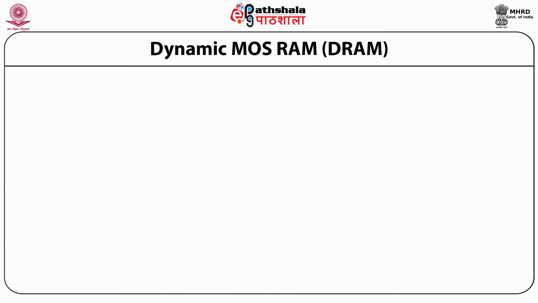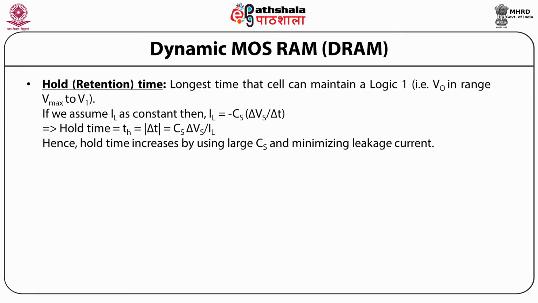Let us now discuss the hold retention time. It is the longest time that the cell can maintain a logic 1, that is V0 in the range Vmax to V1. If we assume IL as constant, then IL equal to minus Cs multiplied by delta Vs by delta T, which implies the hold time Th equal to the modulus of delta T equal to Cs delta Vs by IL. Hence, the hold time increases by using large Cs and minimizing the leakage current.